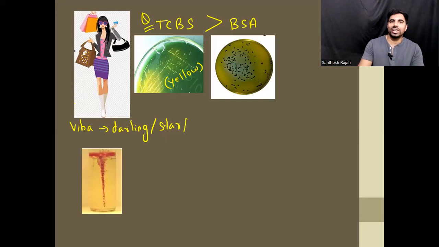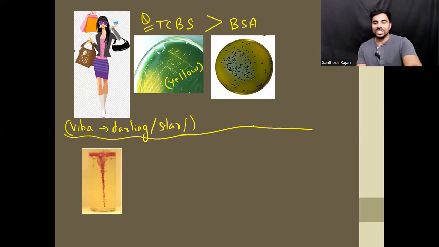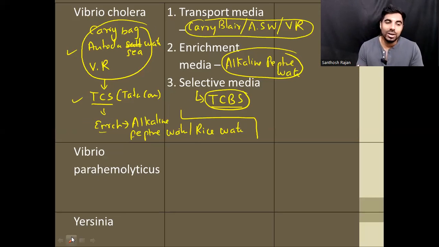She's how beautiful, darling, Vibha. Okay, all those things. Got it? So that's it. This is for your Vibrio cholera. Now I understand. Now, I already told you, Vibha, I do Vibhaka.